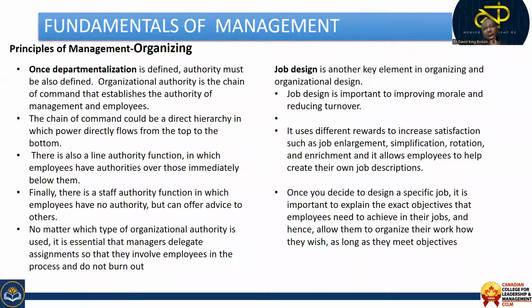So once departmentalization is defined, you realize that then there will be what we call the chain of command. And the chain of command comes from the hierarchy and how power flows, who to report to. All right. You have the line authority function in which employees have authority over those immediately below them. And finally, there is the staff authority function in which employees have no authority but can offer advice to others.